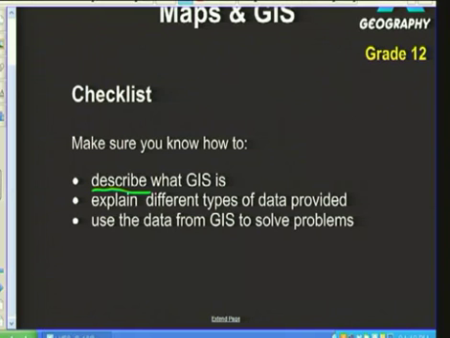You also need to be able to explain the different types of data involved. Now, data, very simply, is information. Information in your computer that can be used by a human to make decisions. And that data goes from everything to the structure of the Earth all the way through to bits and pieces and buildings and roads and railways and things on the Earth, all put together.